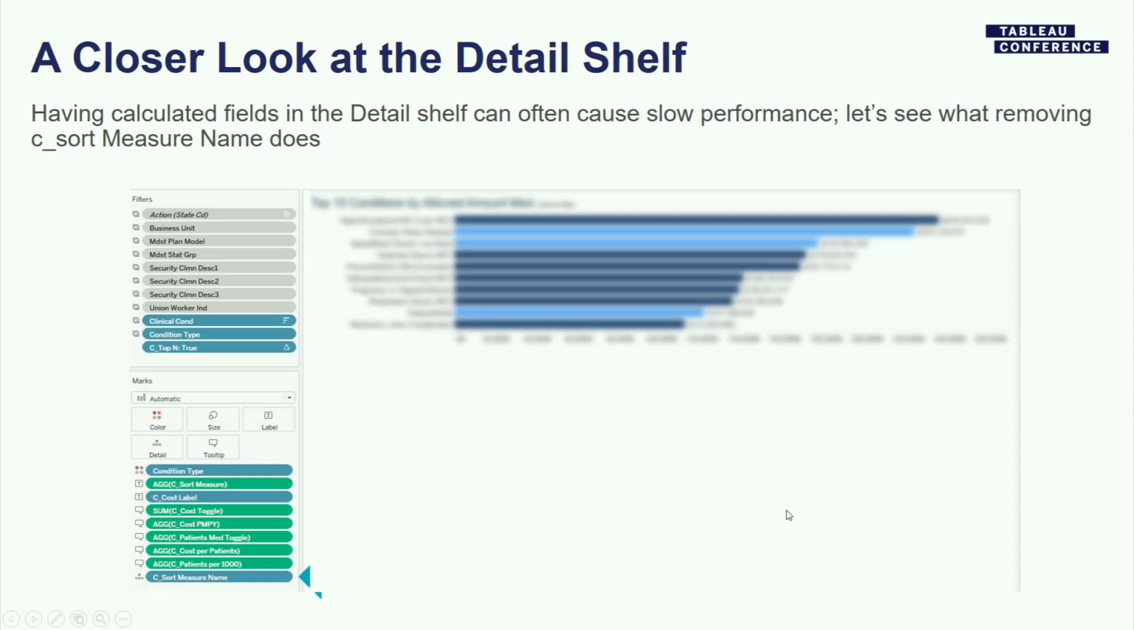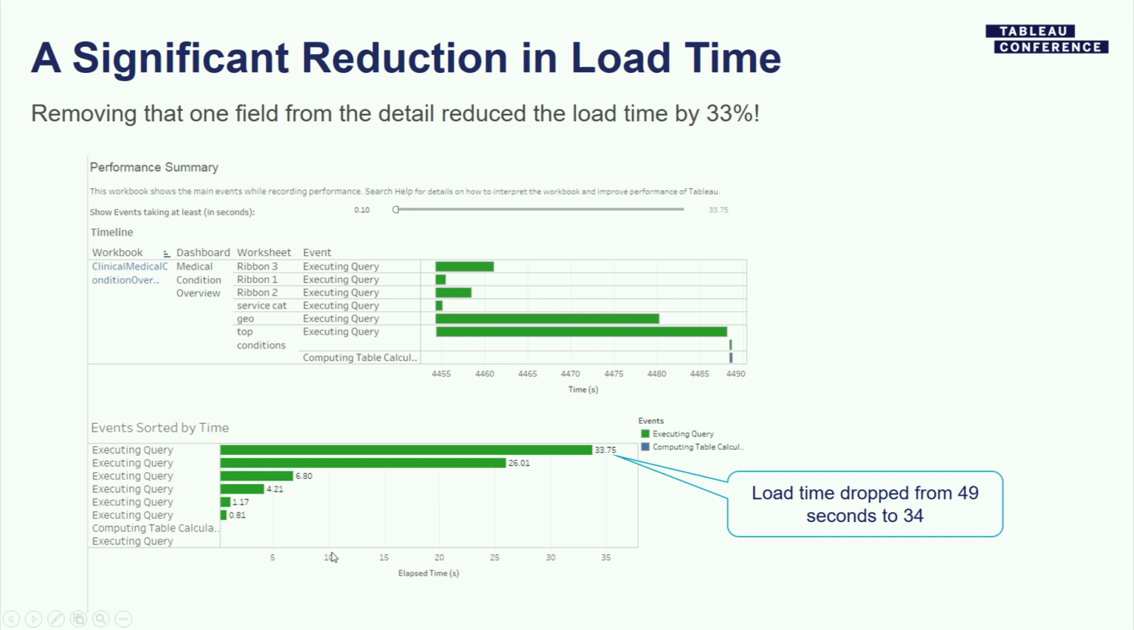Now let's take a closer look at our detail shelf here. I know this is a bit hard to see, but we have a field here called C, which indicates a calculated field, in this instance for sort measure name. And that's on the detail shelf. Let's see what happens when we take that one field off. We took that one field off, refreshed it, and that dropped us from 49 seconds to 34. That's a pretty good savings.